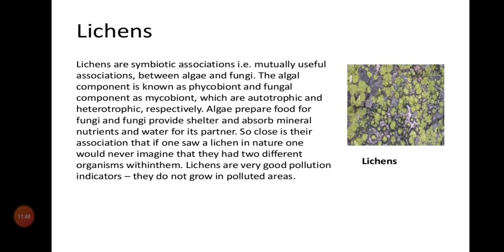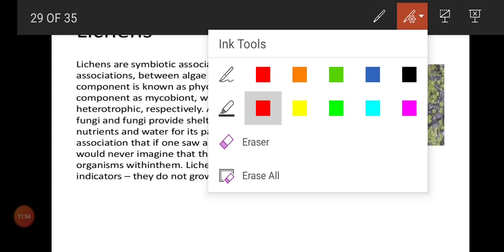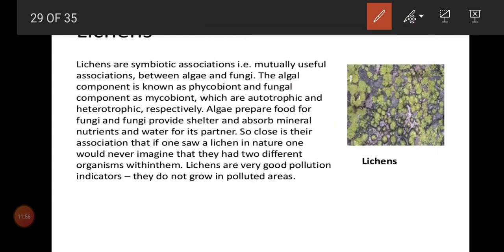So we all know the lichens undergo a symbiotic association, meaning they have a mutual relationship between algae and fungi. Okay, and if it is algae, we call it the phycobiont. The study of algae is phycology, the study of fungi is mycology. So the phycobiont and mycobiont make up a lichen, and it is both autotrophic and heterotrophic, because the plant part is autotrophic and the fungal part is heterotrophic.